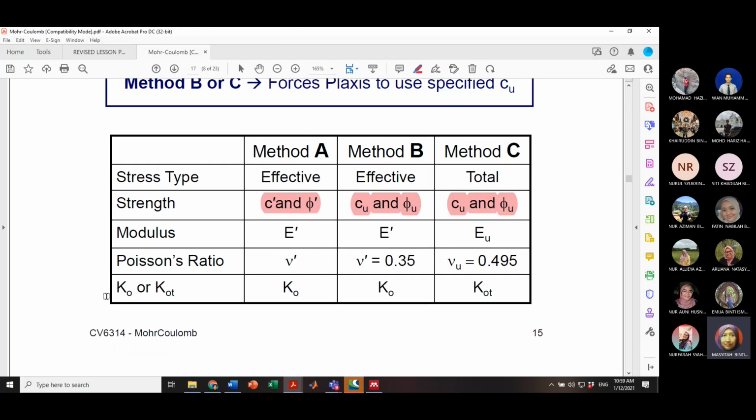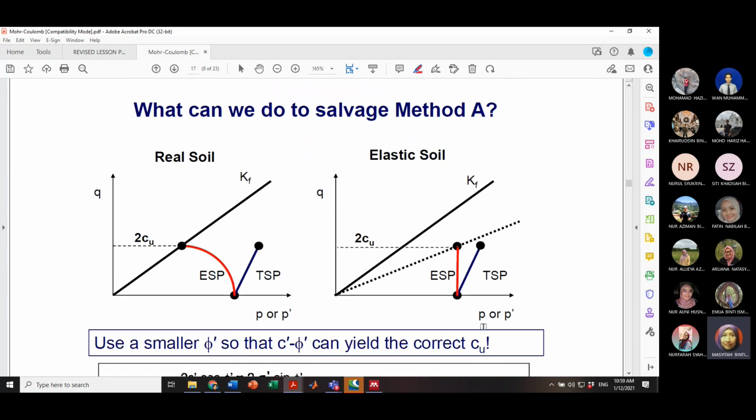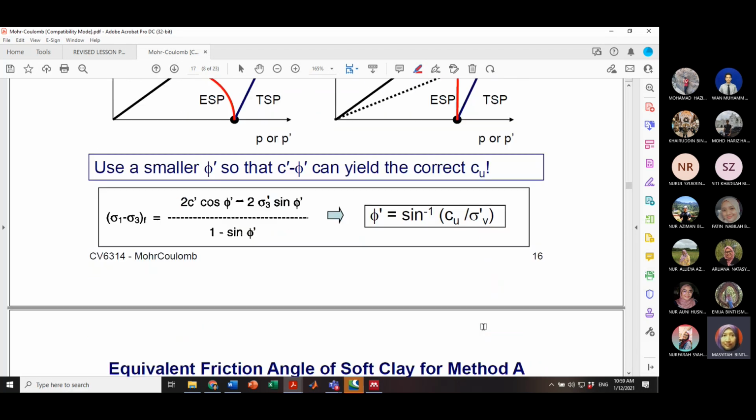Method B ni they can use 0.35 but this is depending on the soil type, sama ada sand or clay. And then you may have the initial Q naught or OK naught T. So this is similar for A and B, exceptional for method C. What is the OT? OT ni nanti saya check dalam manual lah.